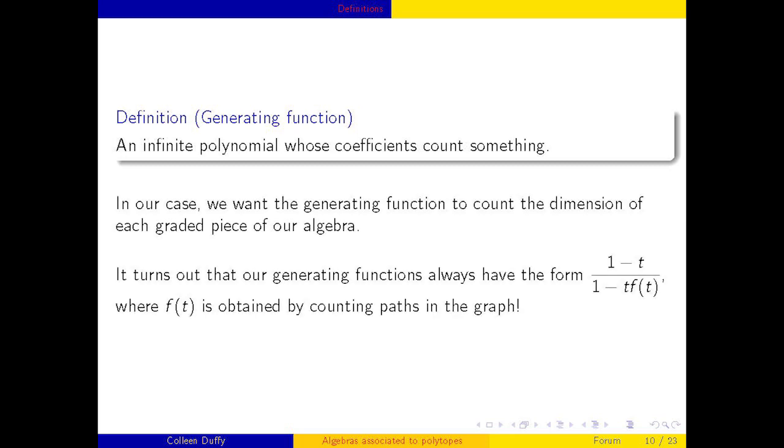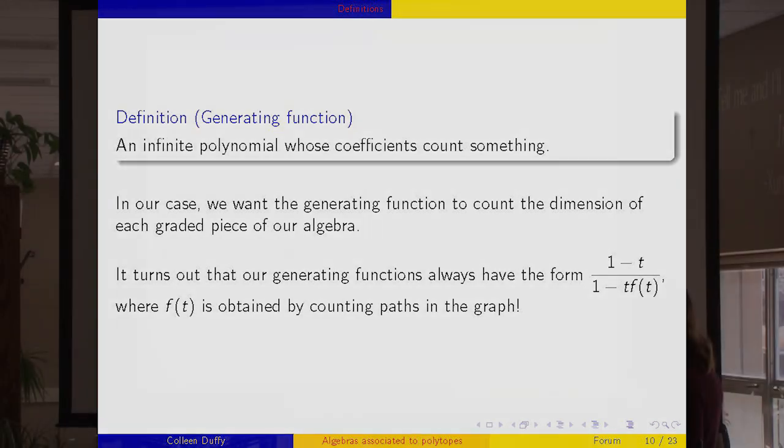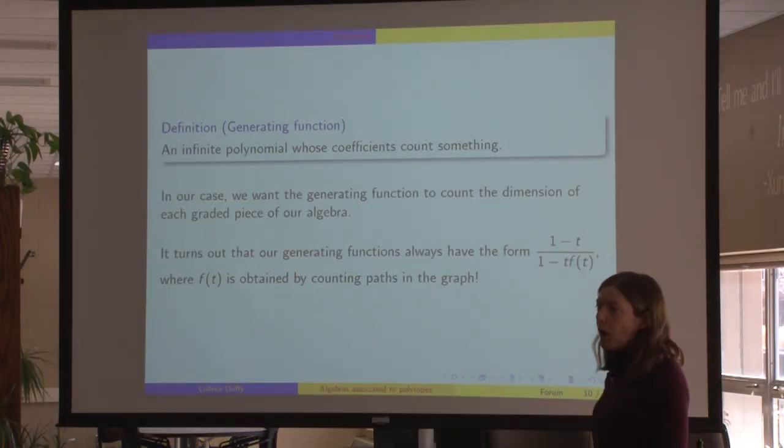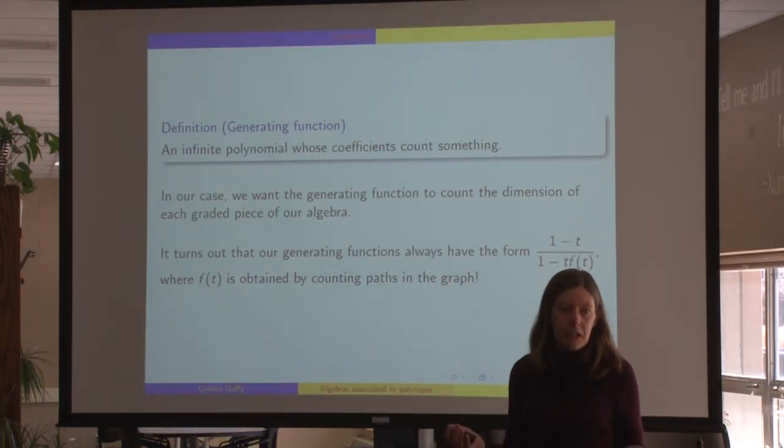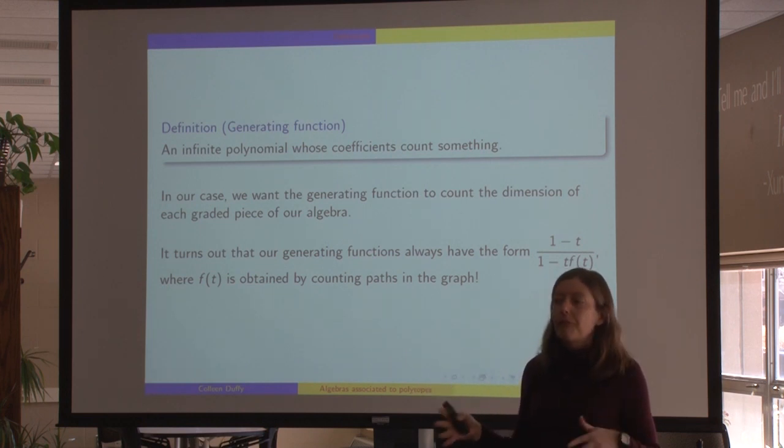And so in our case, these coefficients of our polynomials are going to count this dimension number we're coming up with. So the one for this example is going to be 1 plus 3t plus 8t squared, for instance. And it turns out that the really cool thing is all of our generating functions for all of these shapes we're talking about and all their symmetries are always going to have this form of (1 minus t) over (1 minus t times f of t). So this f of t is really what we need to find, okay?